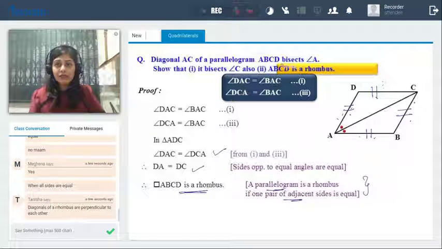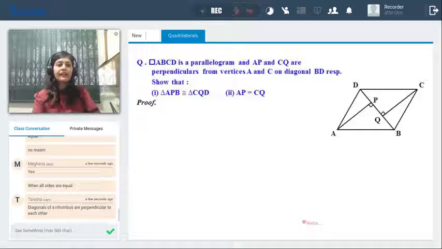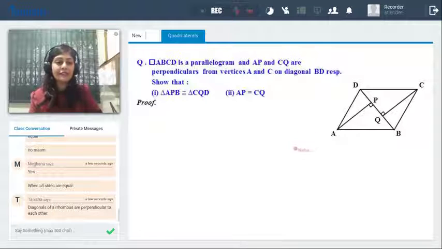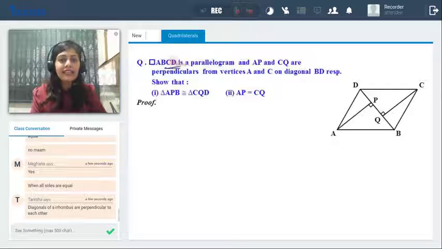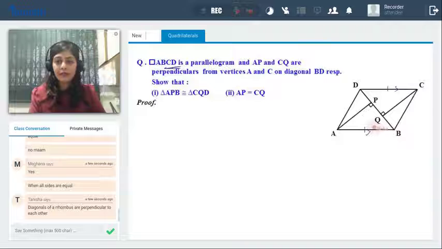Okay, students, let's quickly move to the next sum. We're going to quickly look at the next sum now. This is an extremely easy sum and I'll expect some answers from you. ABCD is a parallelogram. So we have opposite sides equal and opposite sides parallel to each other. I'm not going to mark the remaining two sides because we don't want them right now.